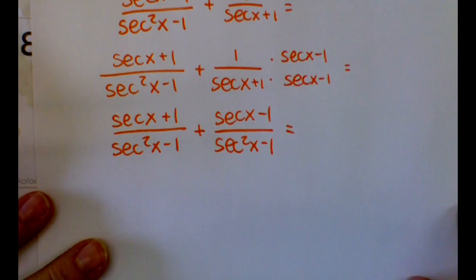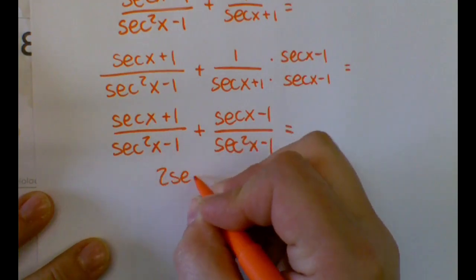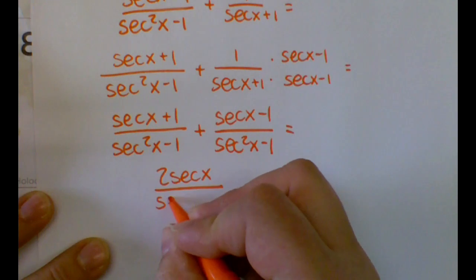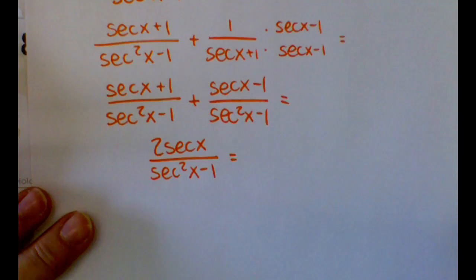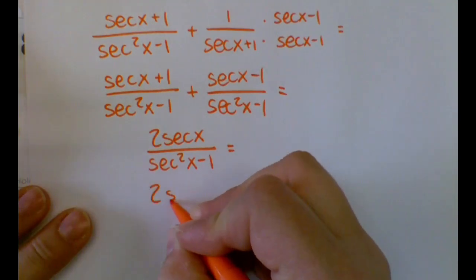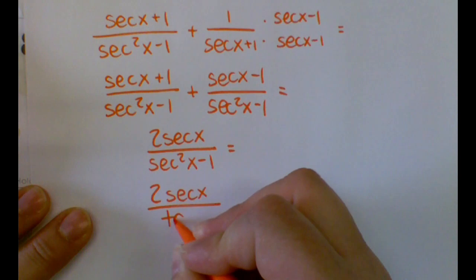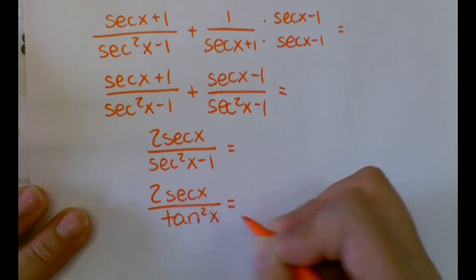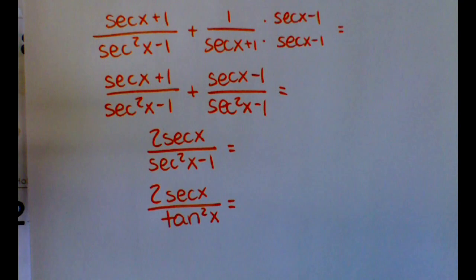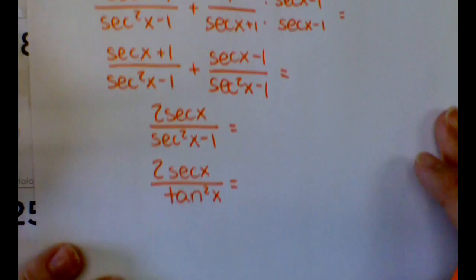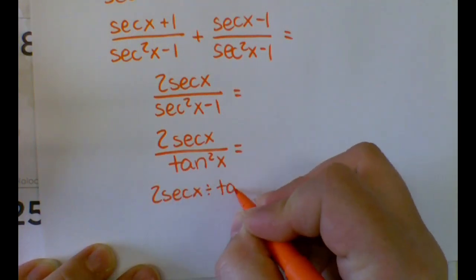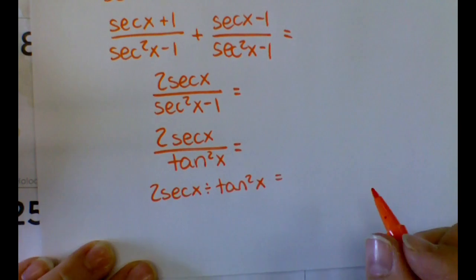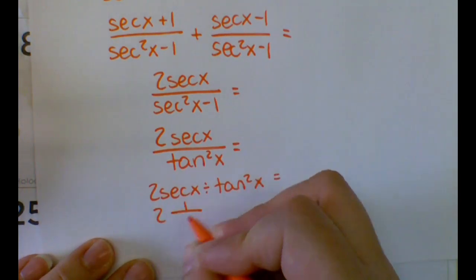Combine my like terms, I get 2 secant of x over secant squared of x minus 1. Now I could change secant squared minus 1 into tangent squared. And now this looks really wonky because to get to 2 cotangent cosecant is going to be a challenge. So what I would do, rewrite it as division, and then change everything to sines and cosines.